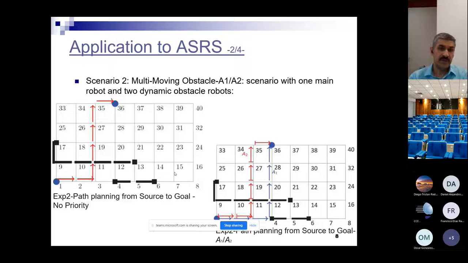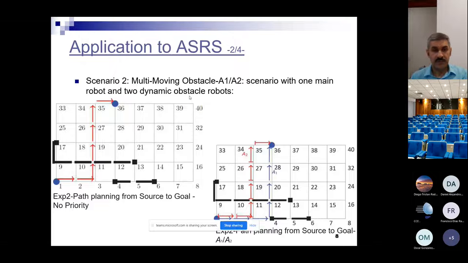Now moving to another scenario: multi-moving robots. As you see, two black lines show multi-moving robots other than the main robot on the red line, with one main robot and two dynamic obstacle robots. I'm calling them obstacle robots because they are kind of obstacles for the main robot, but they are all three robots.